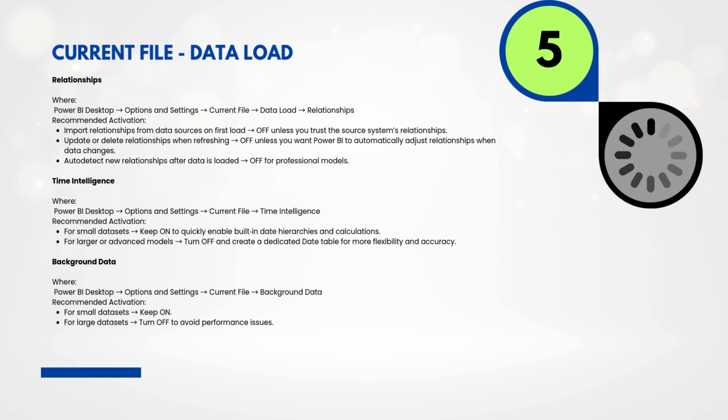And finally, background data. This one decides whether Power BI keeps crunching numbers behind the scenes while you are working. If your dataset is small, leave it on. But with large datasets, background processing can slow everything down. In that case, turn it off so Power BI only works when you tell it to. It's a bit like multitasking. Fine when the workload is light, but risky when things get heavy.